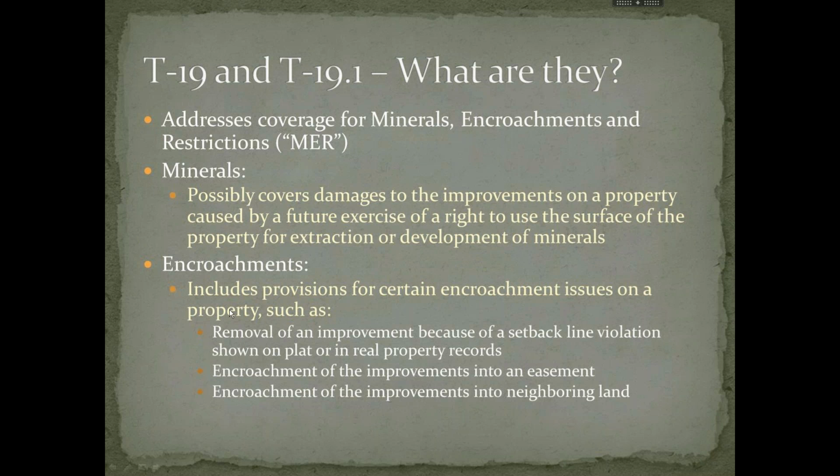Now, encroachments is the next out of the MER, right? M for minerals, E for encroachments. And this includes provisions for certain encroachment issues on a property, such as them having to remove an improvement because of a setback line violation shown on the plat or in the real property records, or an encroachment of the improvement into an easement, right? The house is on an electric easement, or an encroachment of an improvement into neighboring land, right? So maybe their house is on somebody else's property, right? That would cover them from things not shown on the survey, right?